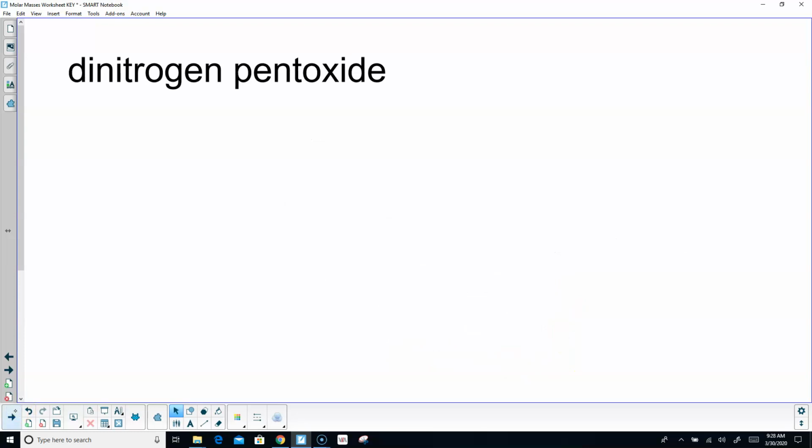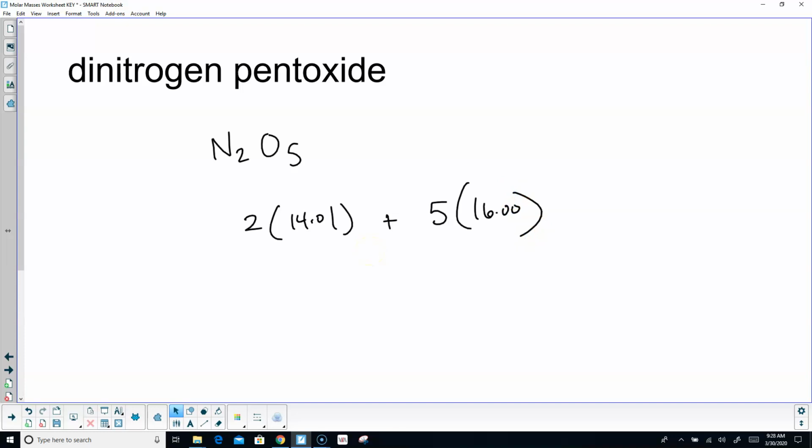Okay, dinitrogen pentoxide. That tells me 2 nitrogens, penta is 5, N2O5. 2 nitrogens each at 14.01. There are 5 oxygens each at 16. Multiply, and then sum. 108.02 grams per mole.